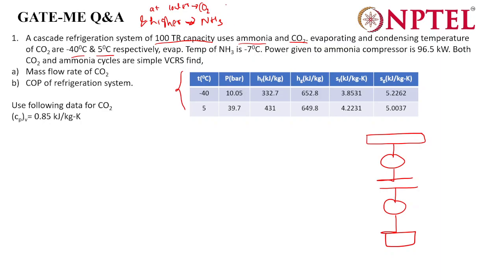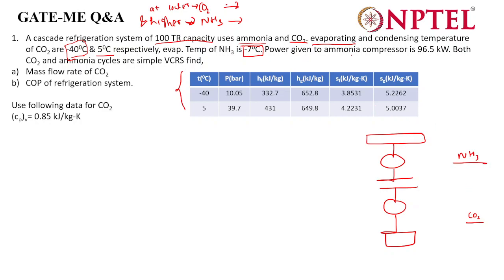From here we have decided that at lower temperature CO2 will be there and at higher temperature ammonia will be there. How have we decided? Here it is given the evaporating and condensing temperature of CO2. What is the evaporating temperature of CO2? Minus 40 degrees Celsius, right? And here it is given the evaporating temperature of ammonia is minus 7 degrees Celsius. So who would work at lower temperature? CO2, right? Yes, sir. So the lower system would be of CO2 and the upper system would be of ammonia.